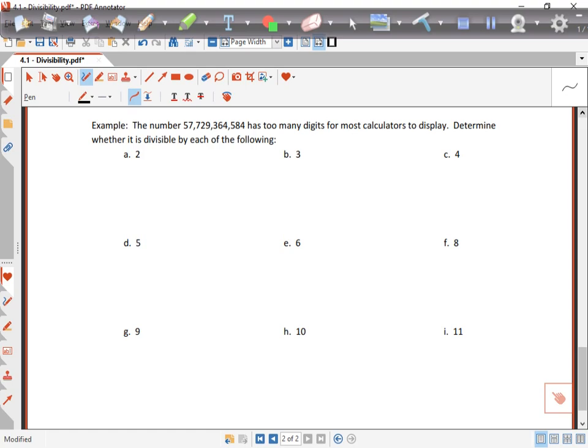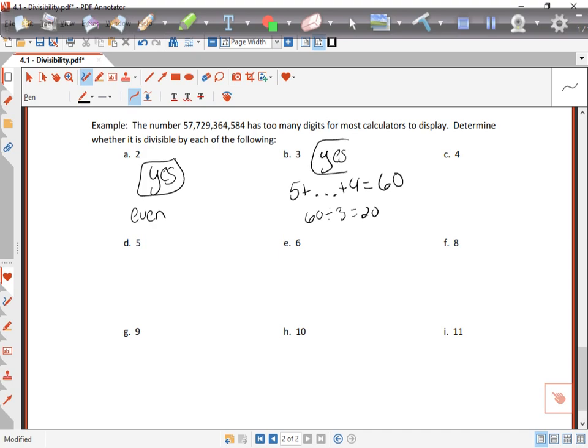So the first one, is the number divisible by 2? Our answer would be yes, and the reason is because it's even. So remember, I'm just looking for yes or no, but I'm going to show you the reason why. The next one, divisible by 3, we would add up all of the digits in the number, and you should have come up with 60. 60 is divisible by 3, so we say yes here.